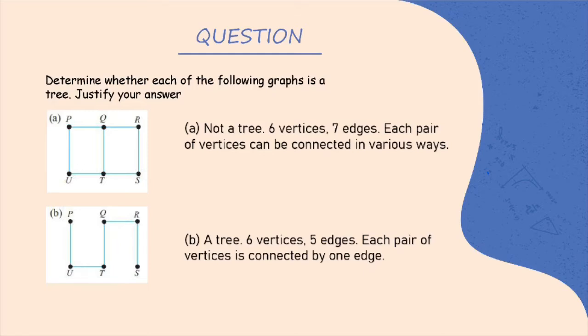Let's look at the questions. The question is: determine whether each of the following graphs PQRSTU is a tree. Justify your answer. We look at question A. Question A is not a tree because it has 6 vertices and 7 edges. Each pair of vertices can be connected in various ways. Question B is a tree because it has 6 vertices, 5 edges, and each pair of the vertices is connected by one edge.